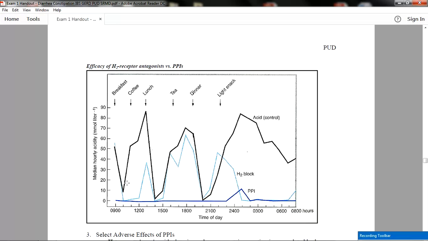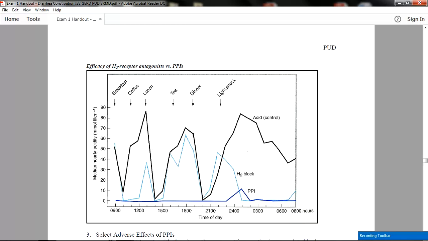Okay, the acid goes down, and then what will happen is after your meal starts to really get digested, your body's making a lot of acid to do that, so the acid goes way up. And then your beverage might slow that down, but then it's going to keep going up. Lunch, same thing. Dinner, same thing.